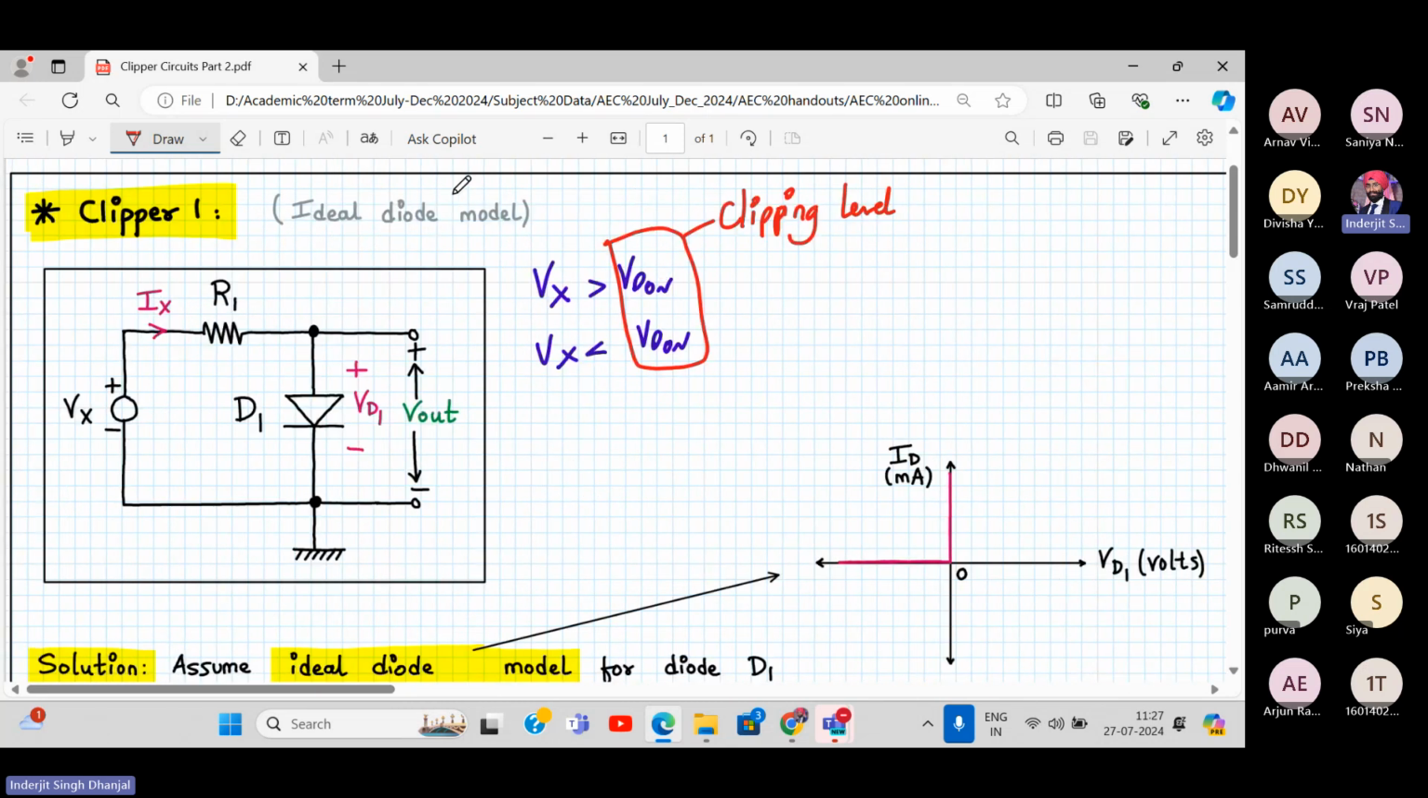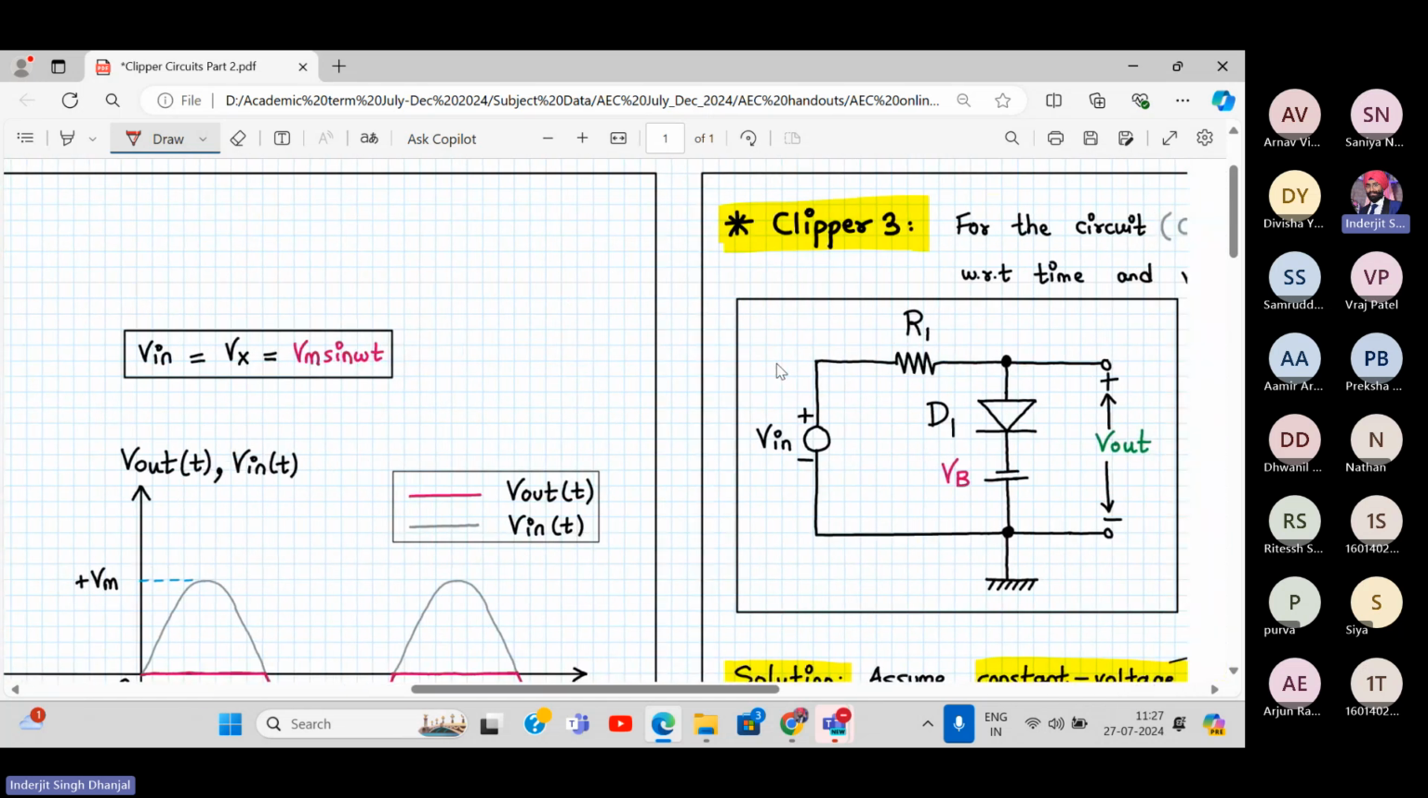This was the ideal diode model. What is special about the ideal diode model? In the ideal diode model, my VD on becomes 0. So the ideal diode model is very, very simple. You do the analysis with the constant voltage model and then put VD on equal to 0. That will be your ideal diode model.